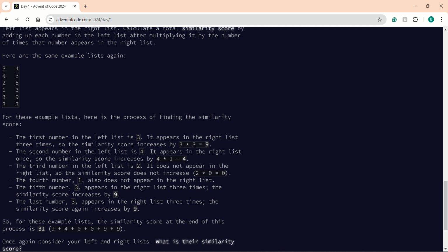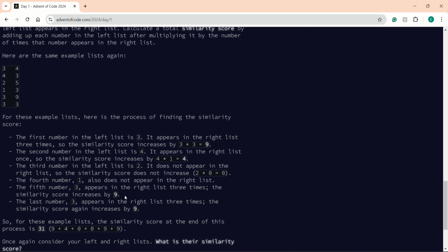The second number, 4, appears only once on the right side, so we do 4 times 1. So it's 4, we add it up. The third number in the left list is 2, so it never appears on the right side. So the score does not increase at all. Okay, so we need to take care of that case. The fourth number is 1, which also does not appear in the right list. The fifth number, 3, appears in the right list 3 times, so we do 3 times 3 again. And the last number, 3, appears in the right list 3 times. The similarity score, again, increases by 9.